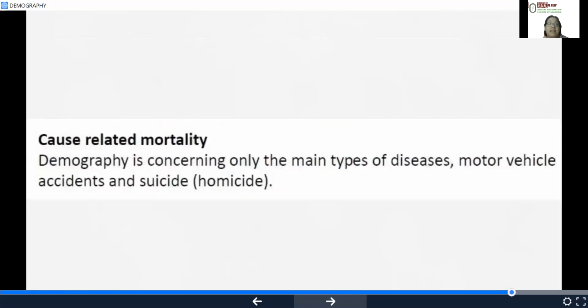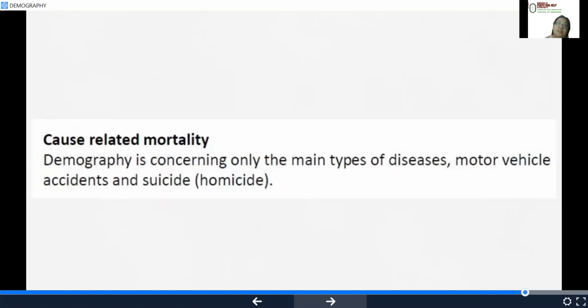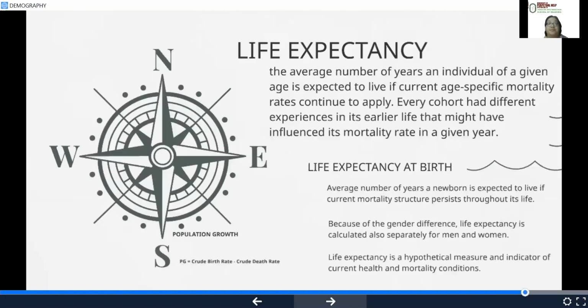Cause-related mortality is concerning only the main types of diseases, for example, motor vehicle accidents and suicide, stroke, hypertension. Life expectancy is the average number of years an individual of a given age is expected to live if current age-specific mortality rates continue to apply. So every cohort had different experiences in its earlier life that might have influenced its mortality rate in a given year.